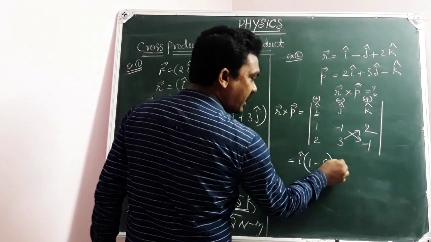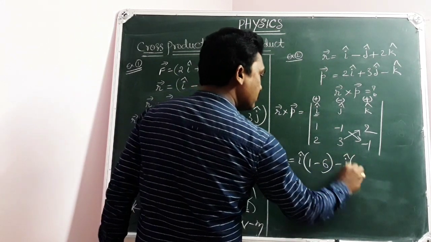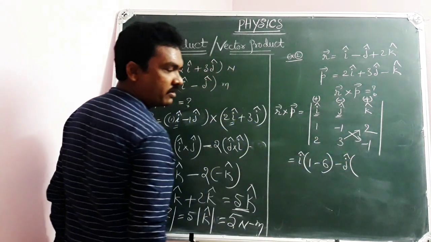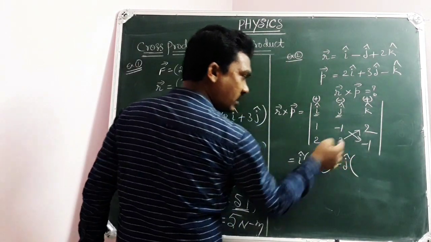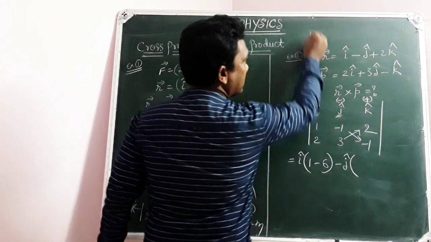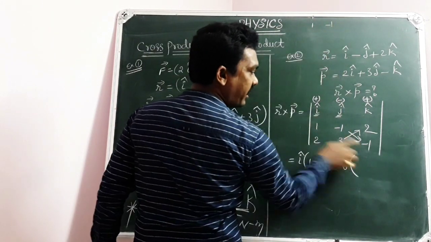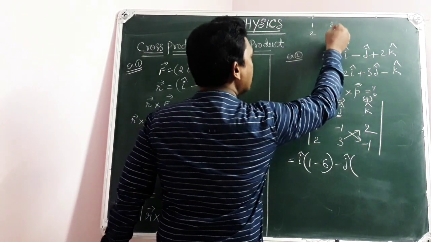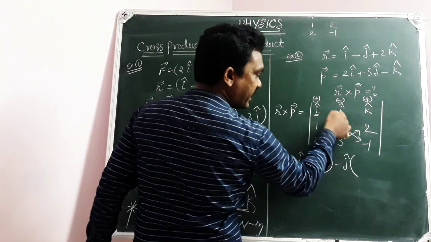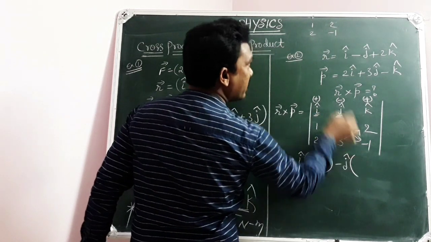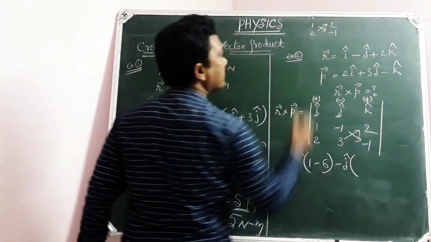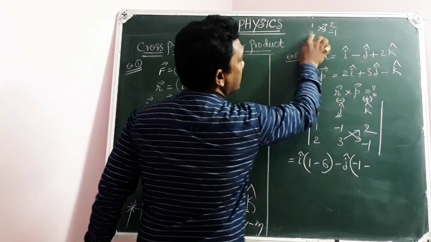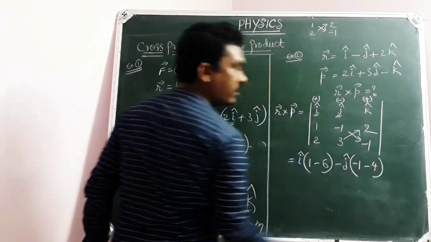Next, minus j cap into minus j cap. Leave the first row, second column. If you leave the first row and second column, what remains is 1, 2, 2, minus 1. Now apply the AD minus BC concept. So 1 into minus 1 minus 1, minus 2 into 2, 4.